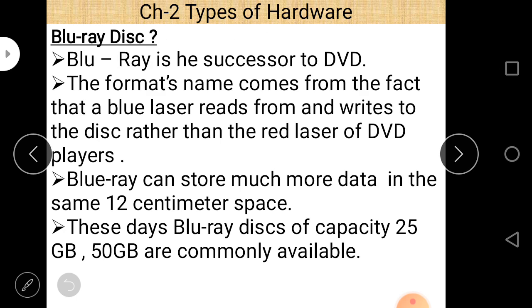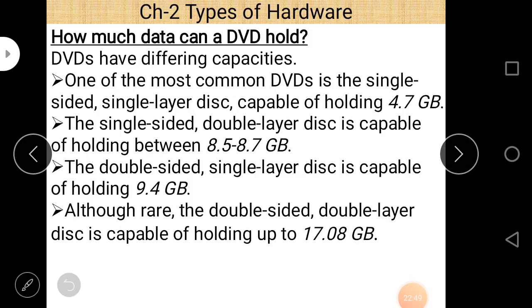Next is the Blu-ray disc. I think now the difference between DVD and CD is quite clear to all of you. And remember the types of DVD here.